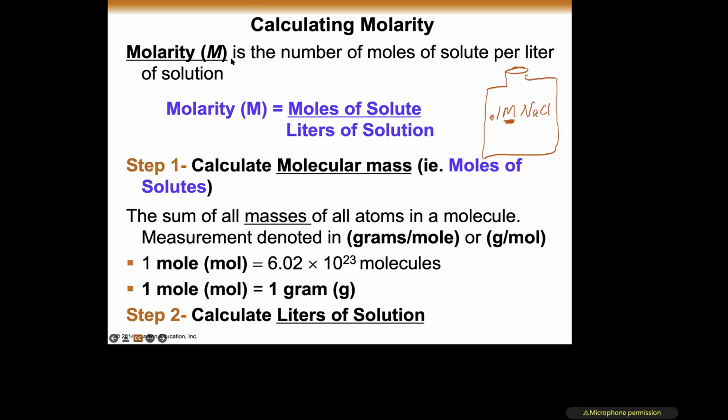So molarity is going to be the number of moles of solute per liter of solution. This is something that you should absolutely have written on your paper on the side at all times whenever you're doing any molarity problems, so that you can identify what you're looking for.